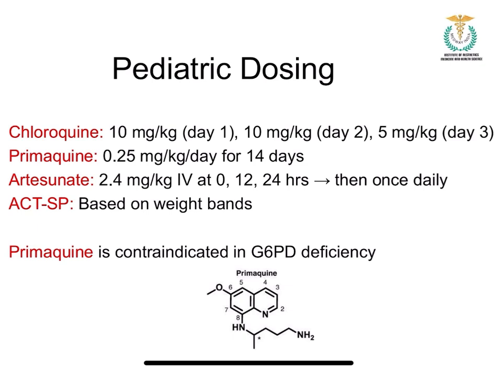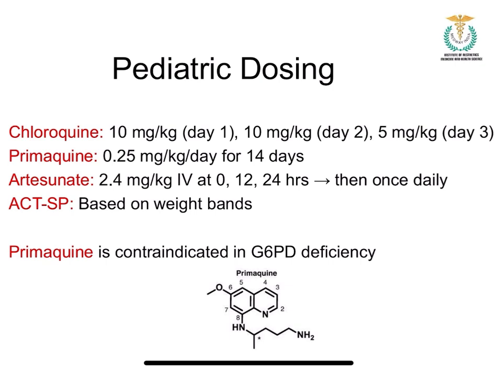Pediatric dosing, they've given us dosages also. Sorry, I had said 25 mg per kg. That's for chloroquine. It's 0.25 mg per kg per day for 14 days for primaquine when you're giving for Vivax. Chloroquine is 10 mg per kg first day, second day 10 mg per kg, and third day you give 5 mg per kg. So the total is 25 mg per kg. Okay, so 10, 10, 5 is how you give. You can give it as 0, 12, 24, but the best way to give it is day 1, 2, 3, 10, 10, 5. Primaquine 0.25 mg per kg per day for 14 days.